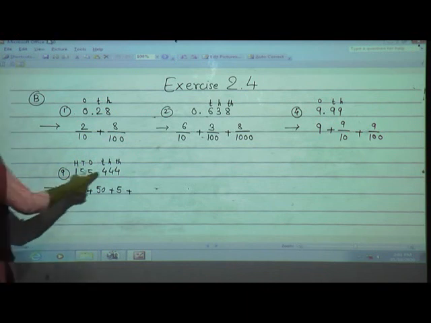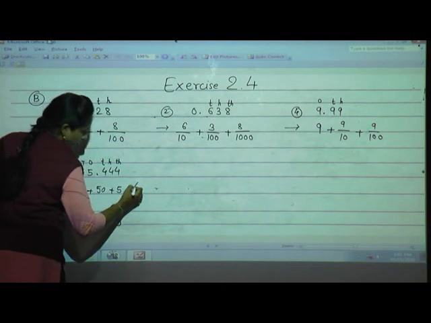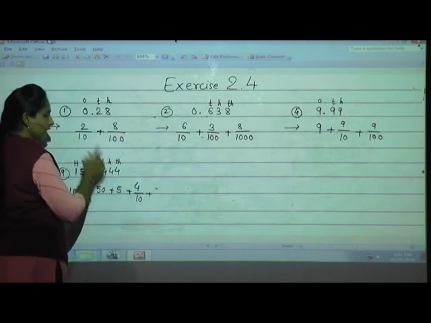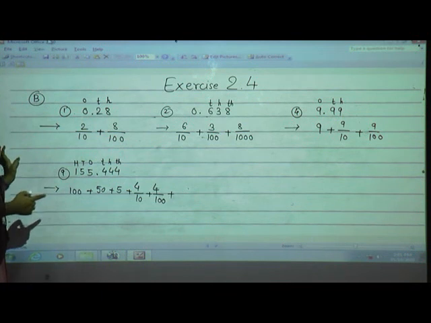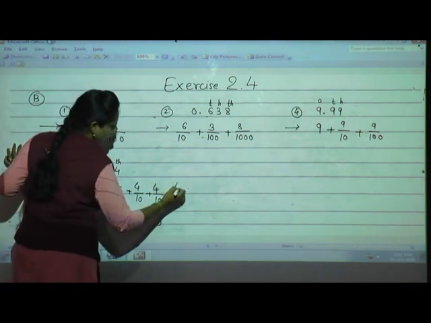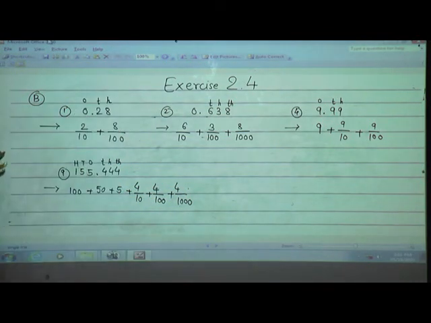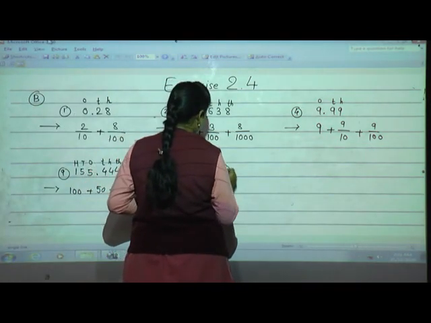Now next 4 after the decimal point, 4 tenths. So write 4 upon 10. Next 4 hundredths. So write 4 upon 100. Next 4 thousandths. So write 4 upon 1000. Are you getting? In this way you have to solve. Last example I'll solve for you. 10th one. See the 10th one.